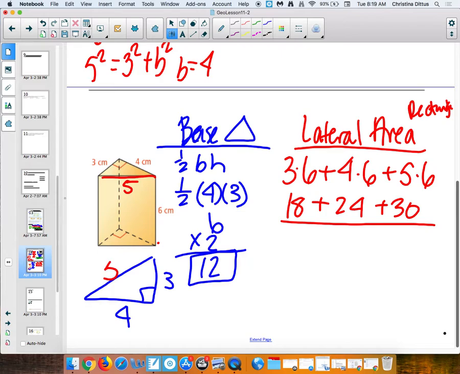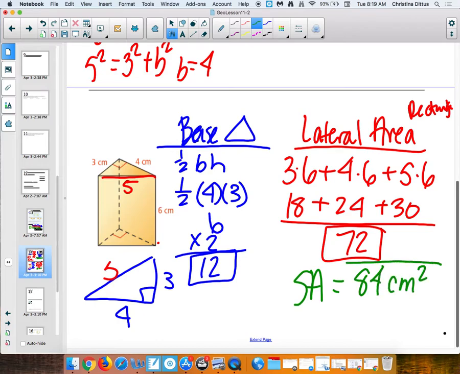Total of my lateral is 72. How do I find surface area? Plus 12. How much? 84 centimeters squared.